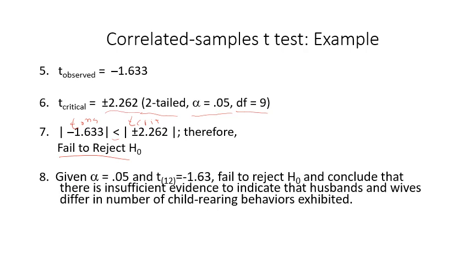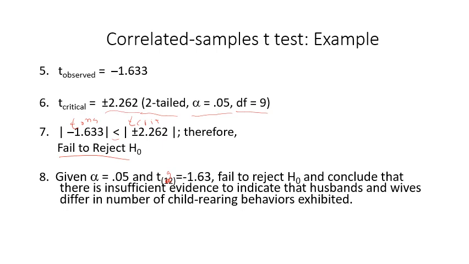And from there, step 8 is state it in terms of the problem. So given an alpha of 0.05 and a t with degrees of freedom of 9 equals negative 1.63, fail to reject H0 and conclude that there's insufficient evidence to indicate that husbands and wives differ in number of child-rearing behaviors exhibited. Well, there was a difference. The difference was not significant, so therefore we cannot determine that there is a significant difference. We do not use the word significant because we failed to reject H0, so we say there's insufficient evidence to indicate that there's a difference.